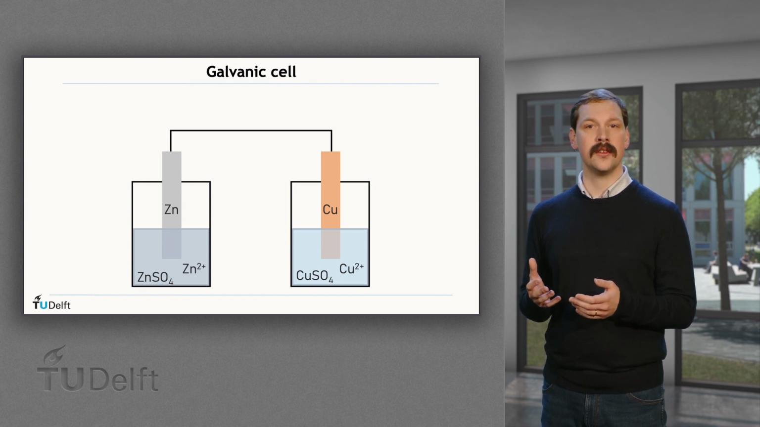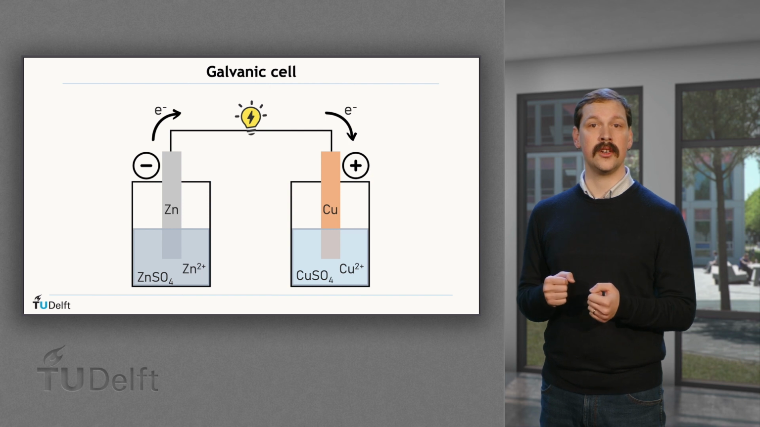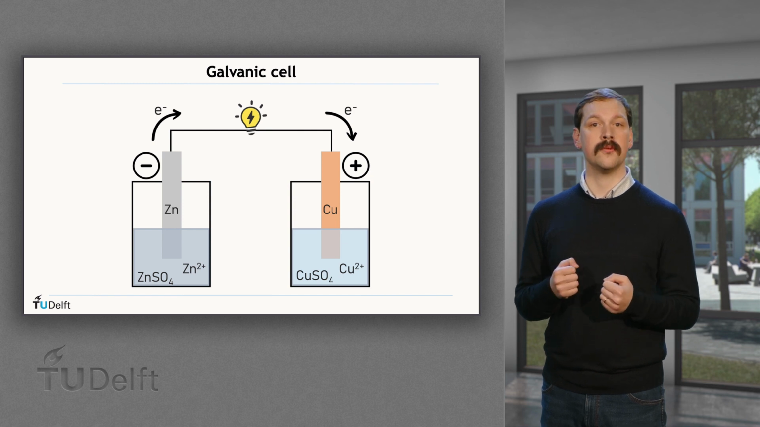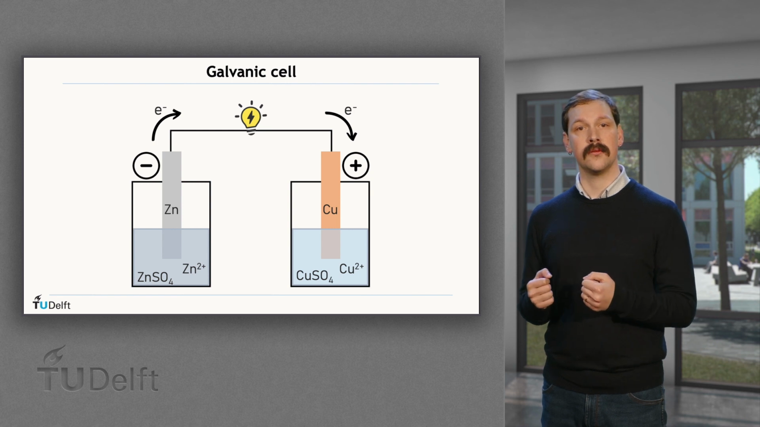Since they are connected, electrons will start flowing from zinc to copper. Metallic zinc will go in solution as zinc 2+, and ions of copper 2+ in solution will deposit as solid copper on the copper piece. Since electrons move from zinc to copper, zinc will be called the anode, and copper will be called the cathode.